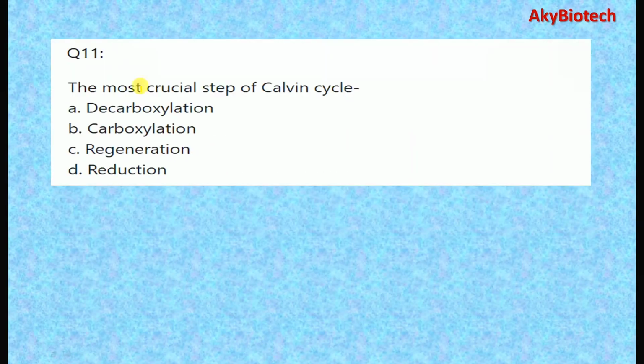Number 11 question. The most crucial step of Calvin cycle. So we have to find out from this the most crucial step of the Calvin cycle. This is the number 1 step, that is the carboxylation.